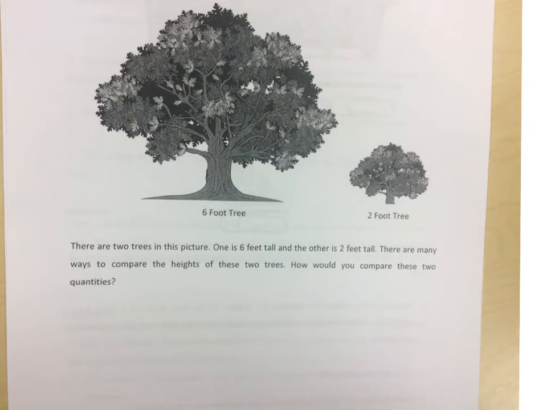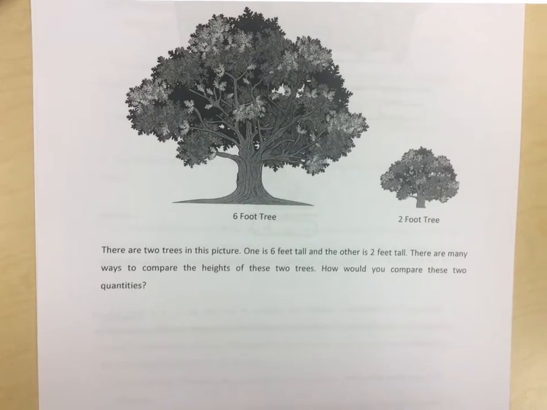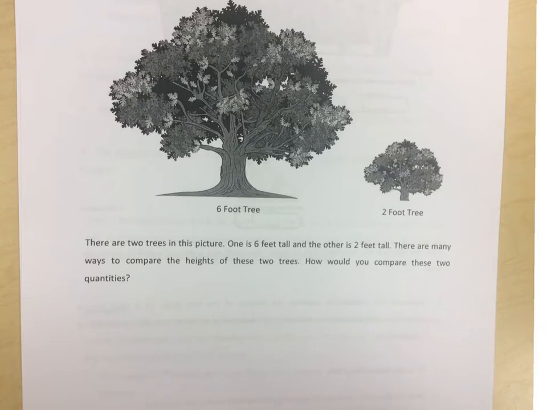Okay, on this page it says there are 2 trees in this picture. One is 6 feet tall and the other is 2 feet tall. There are many ways to compare the heights of these 2 trees. How would you compare these 2 quantities? There are a ton of acceptable answers for this. Many kids will just look at it and say, well, one is 6 feet and one is 2 feet. So they say that the 6-foot tall tree is taller than the 2-foot tree. That would be comparing. That's acceptable.